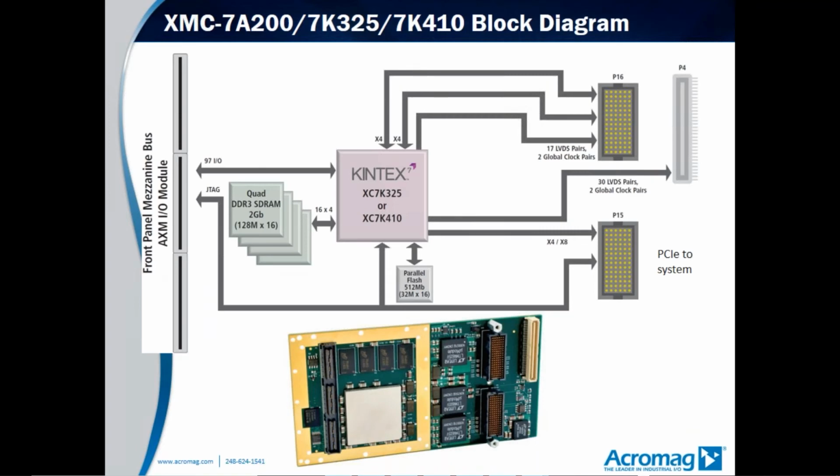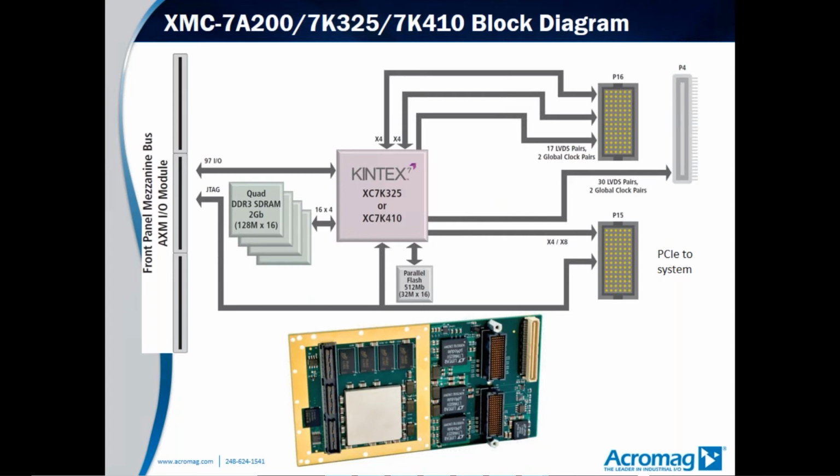Here's a block diagram of our Artix 7 and our Kintex 7 FPGA. On the left, you can see there are 3 connectors that our AXM I/O module would plug into, and this provides an interface into the FPGA. And then you have the FPGA with the parallel flash resource for programming. You have quad DDR3 SDRAM for other storage.